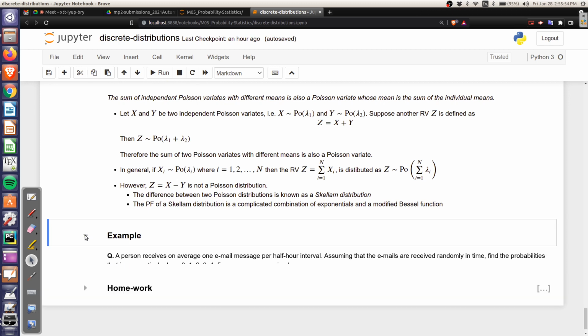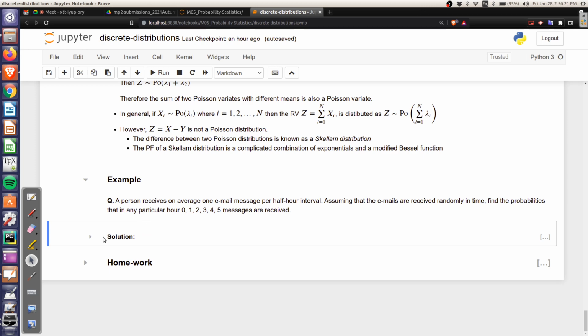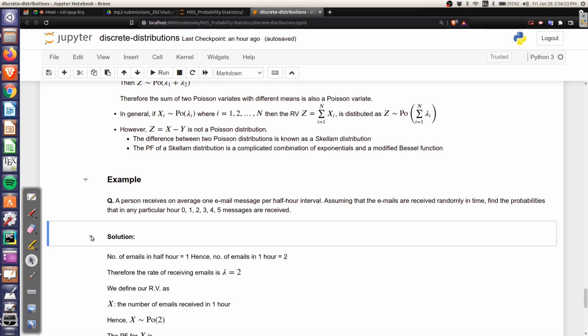Let's take an example. Okay, let's take this scenario. A person on average receives one email message every half an hour. Now suppose you assume that emails are received randomly in time. Find the probabilities that in any particular hour 0, 1, 2, 3, 4, 5 messages are received. Okay, so that's the problem that we're trying to solve here. So how do we proceed?